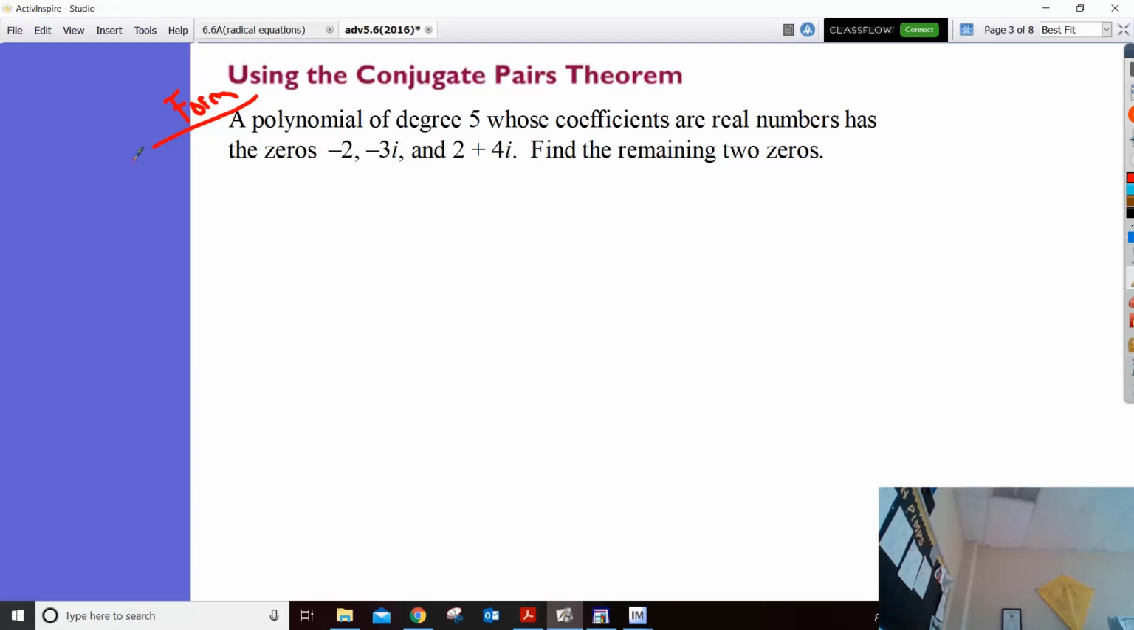What's the conjugate of negative 3i? Plus 3i. What's the conjugate of 2 plus 4i? Fifth degree polynomial. How many zeros do you have now? You have 5. You have the 3 given, the 2 that you inferred were there. Now we are supposed to form this thing, so we'll write it in factored form.